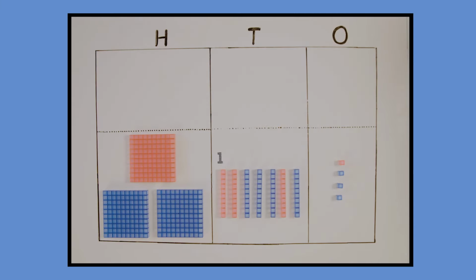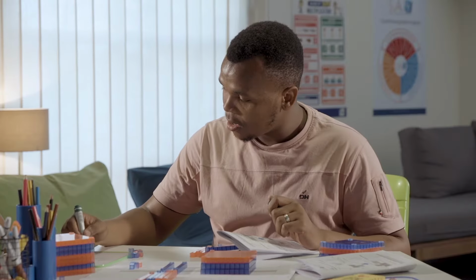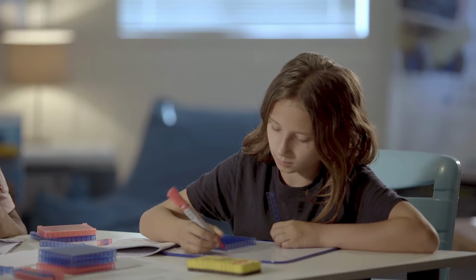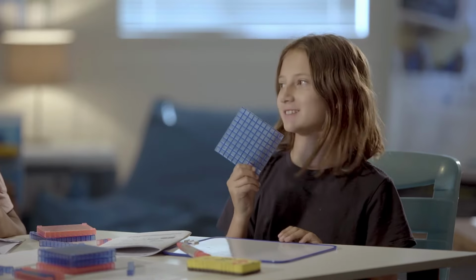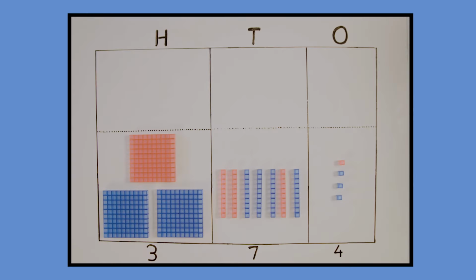4 ones. Now we're going to count the tens. How many 10s do we have here? 1, 2, 3, 4, 5, 6, 7. So we're going to put what? 7 here. 70. Now that we're done with the tens, we can go on to the hundreds. We have how many hundreds? 3. 300s. We're going to put 300s like this. That means the answer is 374.